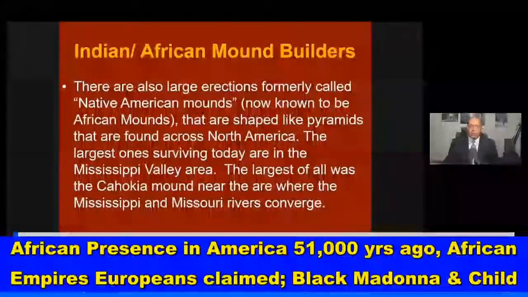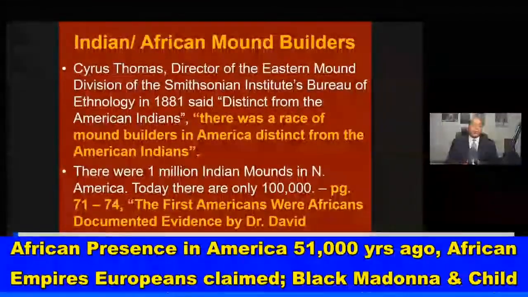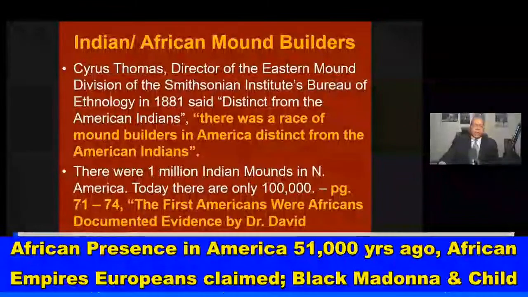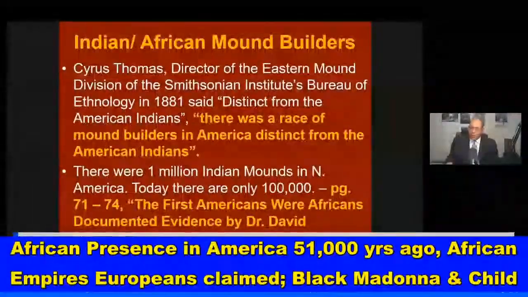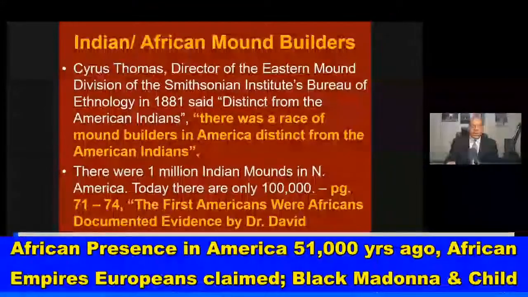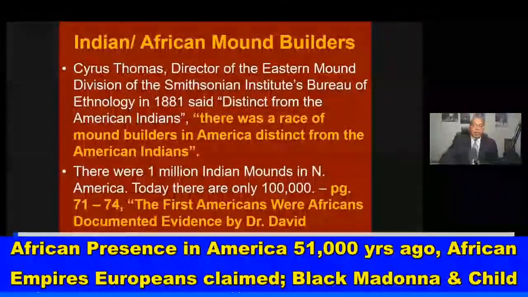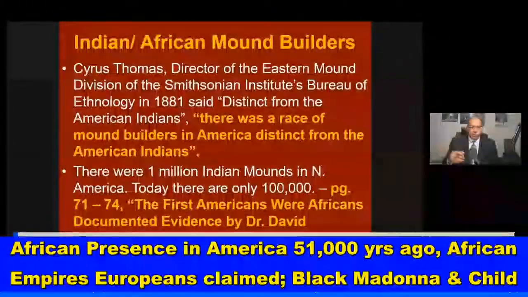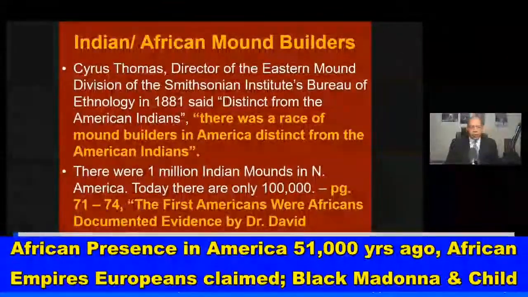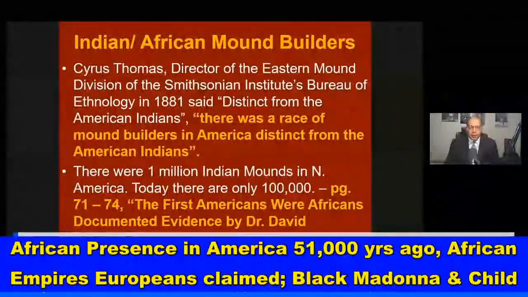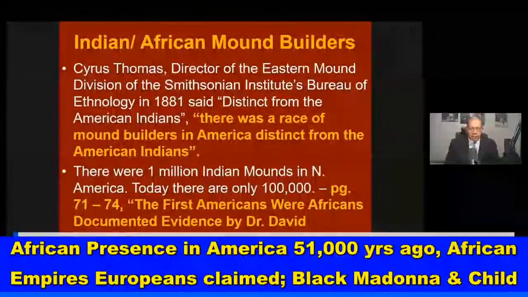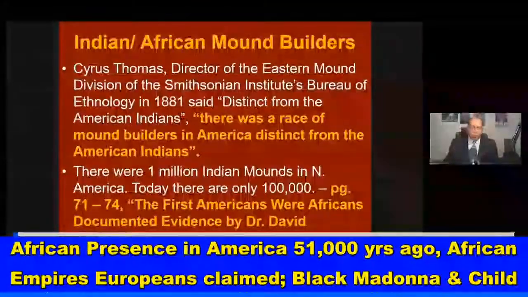Now, Cyrus Thomas, director of the Eastern Mound Division of the Smithsonian Institute's Bureau of Ethnology in 1881, said, quote, distinct from the American Indians, there was a race of mound builders in America distinct from the American Indians. Now, there were 1 million Indian mounds in North America, end quote. Today, there are only about 100,000. If you read pages 71 through 74, the first Americans were Africans, documented evidence by Dr. David Imhotep. He talks about these mounds.